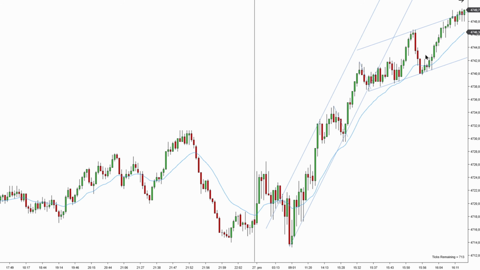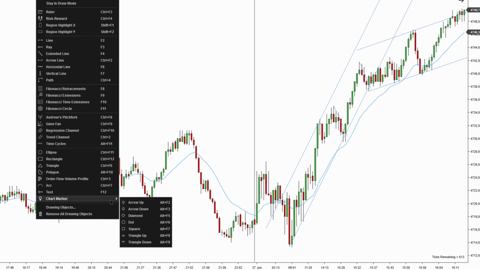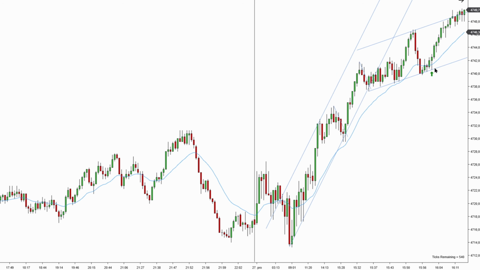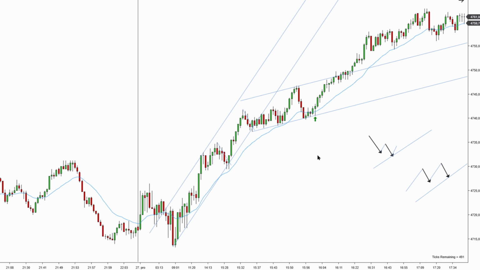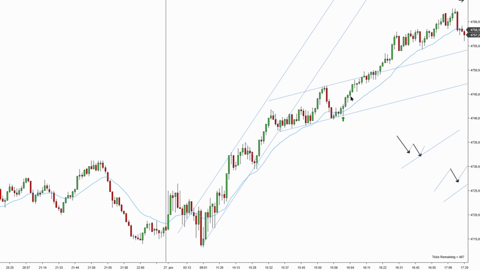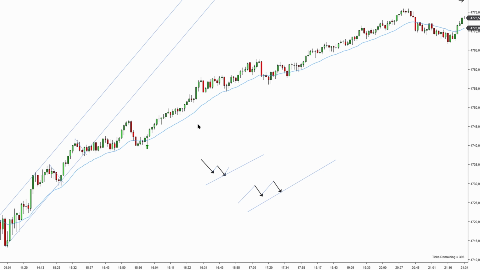So we have a first entry long, pullback, second entry long. This is the first high probability setup. This is the two-legged pullback. You closed above the EMA, you're confirming the trend line. This is what you are waiting for, and take a look at what the market did. Unfortunately, I missed this setup, and take a look, we would have had a gigantic runner.